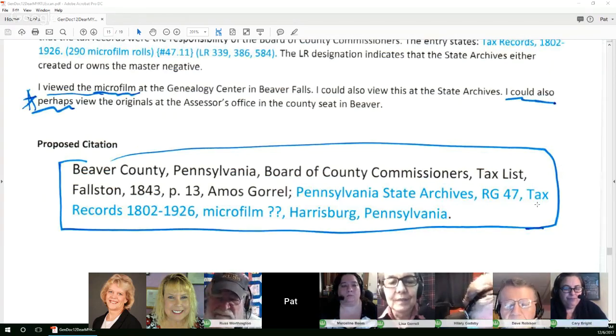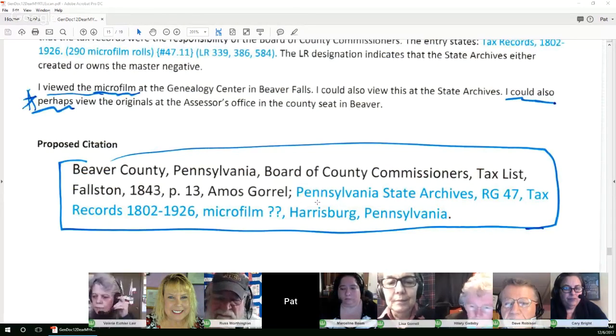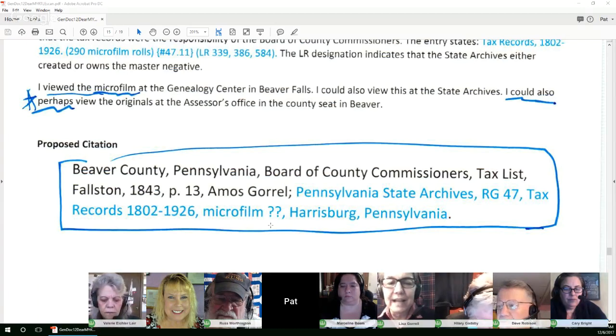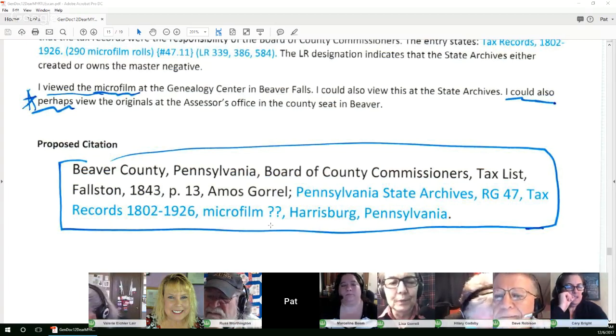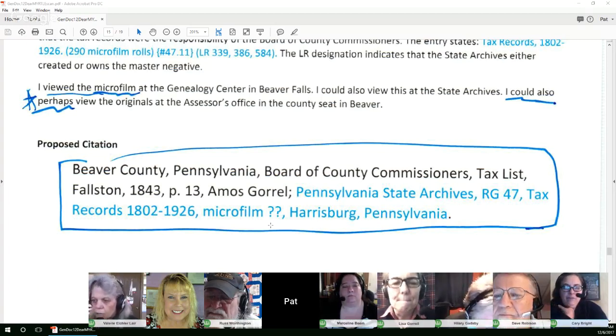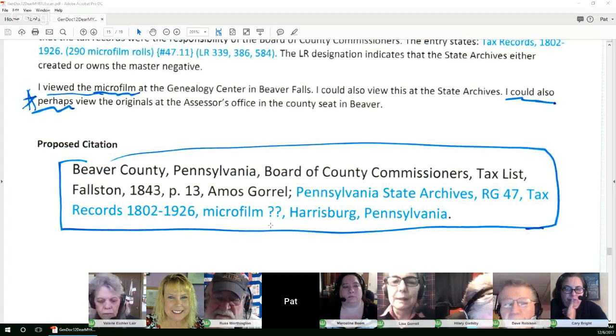Then it's housed at the Pennsylvania State Archives, Record Group 47. You don't know the microfilm number, and that's because you didn't go to the Pennsylvania State Archives to find it, did you? No, I didn't. And I'm thinking now I didn't look at it on microfilm either, that I looked at it in their printed out books, photocopied books. Yeah. Okay, so that's the whole point of having these discussions, so we can differentiate.